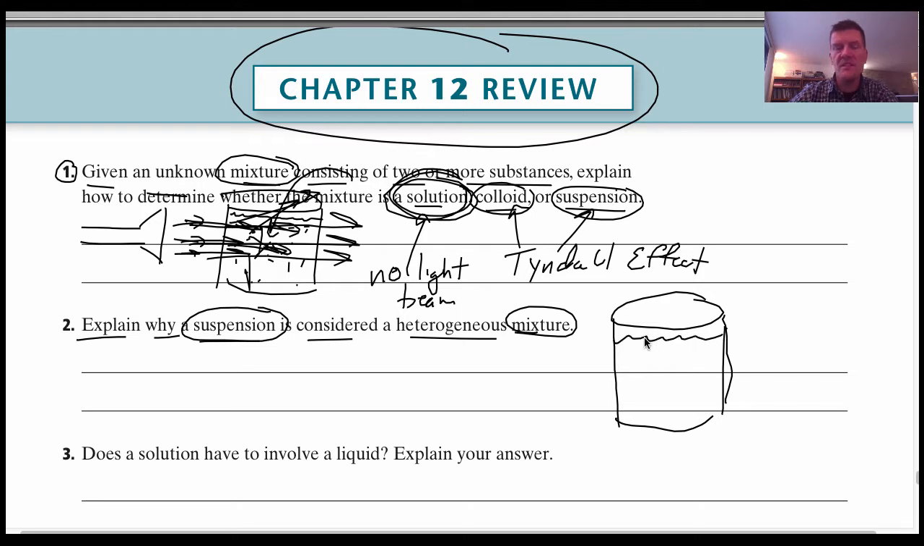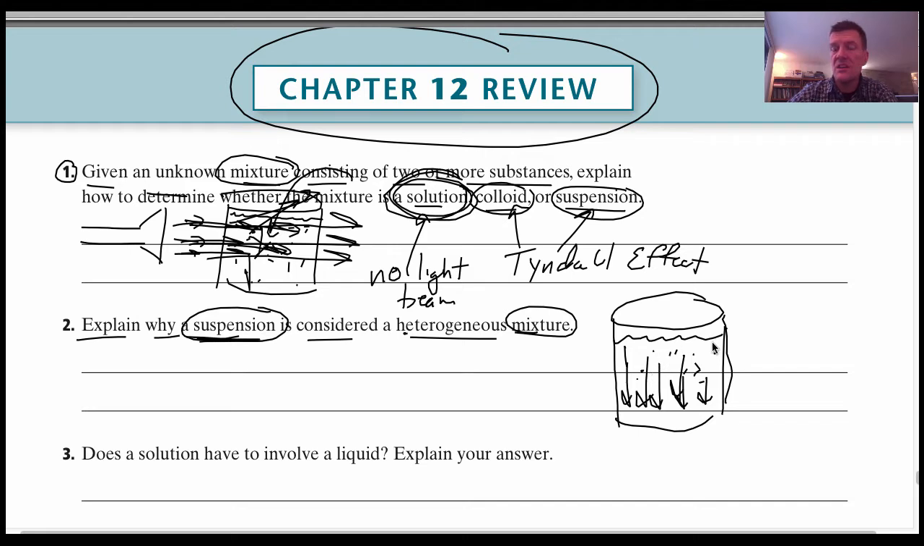So maybe I gave the example before of some muddy water. If you shake it up, it looks like it's all uniform throughout, maybe the same color, but if you let it sit for a while, those big particles are going to basically settle to the bottom. Not all of them, but the larger ones are. They're going to be pulled by gravity down to the bottom of the container. And so a suspension is not uniform throughout because those larger particles basically will separate themselves.